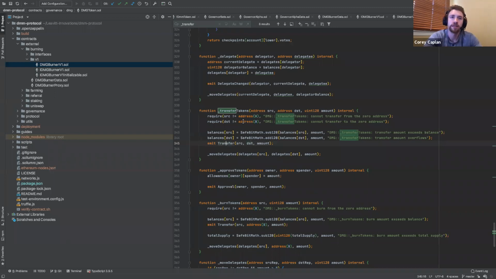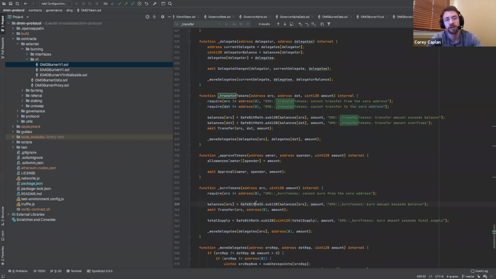As you can see over here, even though there's a require statement that says we can't transfer to the 0 address, there is a burn function that allows a transfer to occur to the 0 address this way.